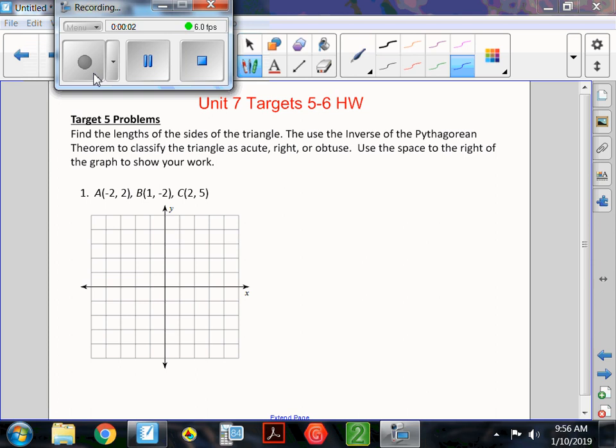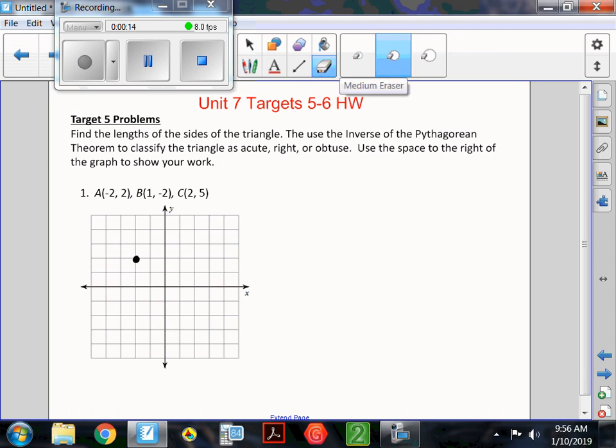Okay, this is on the targets 5 and 6 worksheet. Number 1, I'm going to plot the 3 points. A is at -2, 2. B is at 1, -2. And C is at 2, 5.